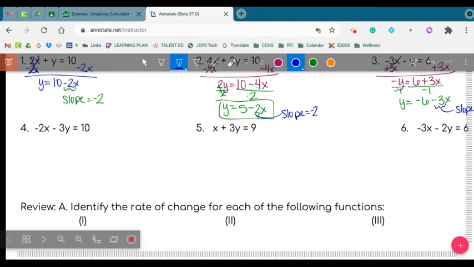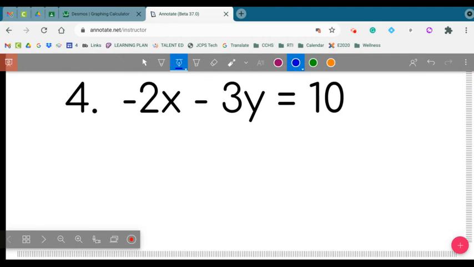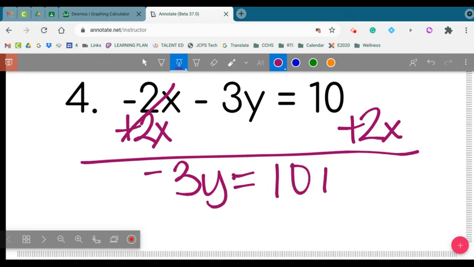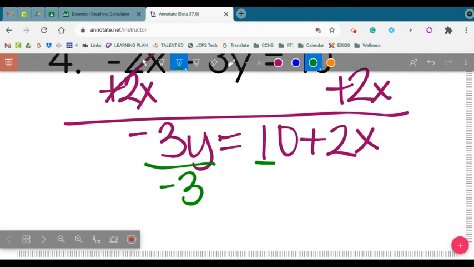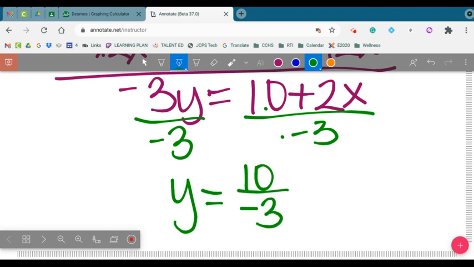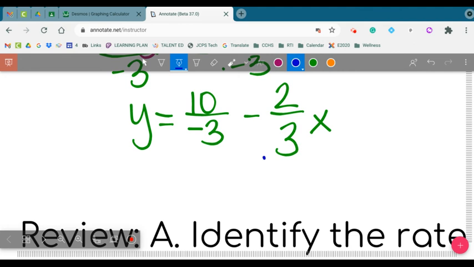Okay, next problem, we have negative 2x minus 3y equals 10. So the first thing I want to do is move my 2x, so I need to do the opposite. So I need to add it since it's negative. Negative 3y equals 10 plus 2x. And then we have to divide both sides by negative 3. So I get y equals 10 divided by negative 3, which is not going to simplify, so I'm just going to leave it as 10 over negative 3. And then 2 divided by negative 3 will also not simplify, so just make sure it's negative 2/3 x. Our slope is going to be the negative 2/3.